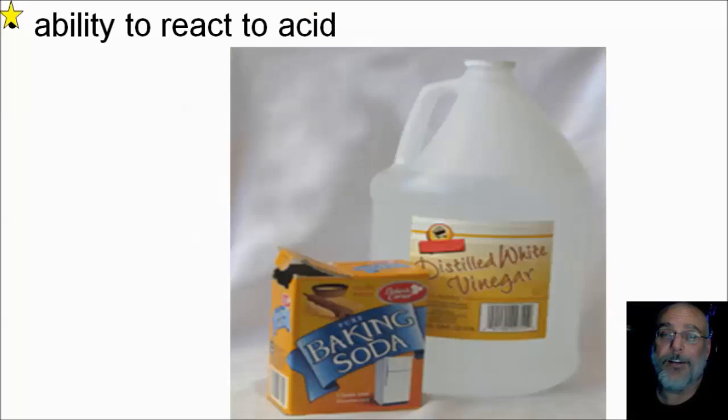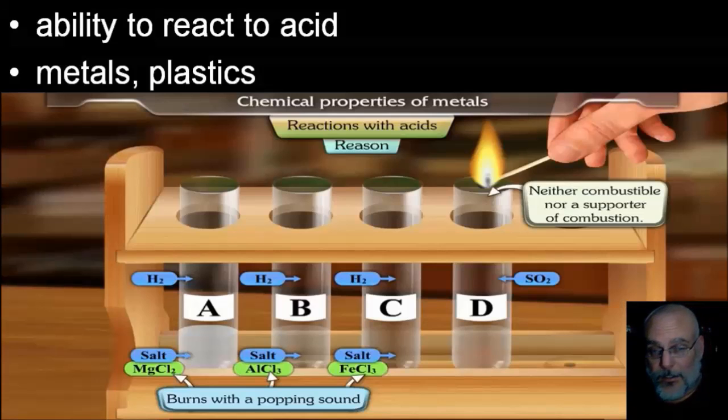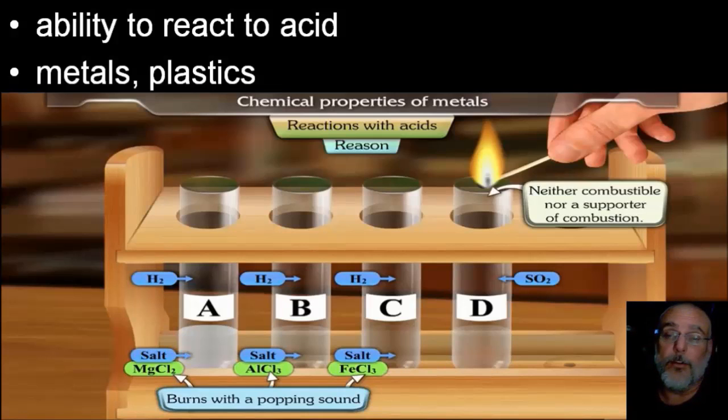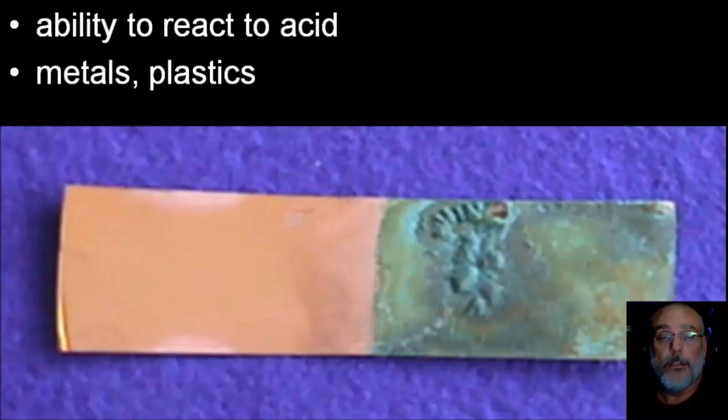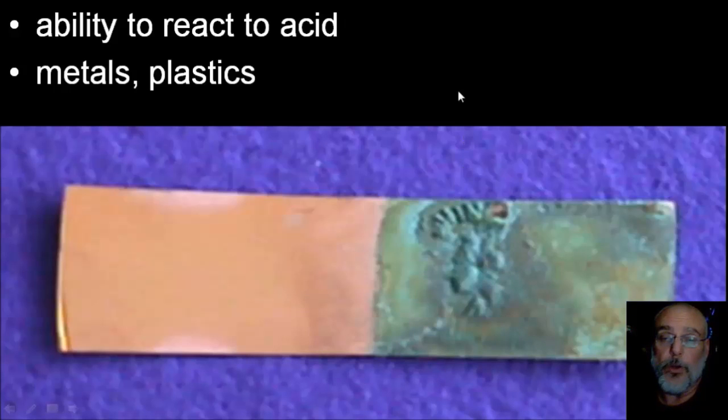The ability to react with acid is another example of a chemical property. When certain things come into contact with acid, there will be a reaction, like limestone. So when limestone comes into contact with acid, it'll actually bubble up and release gas, in this case hydrogen gas, and this is hydrochloric acid. Certain items are able to react with acid, like certain plastics, certain metals, zinc, copper. Here's copper, and when it reacts with acid, it turns this weird green color.